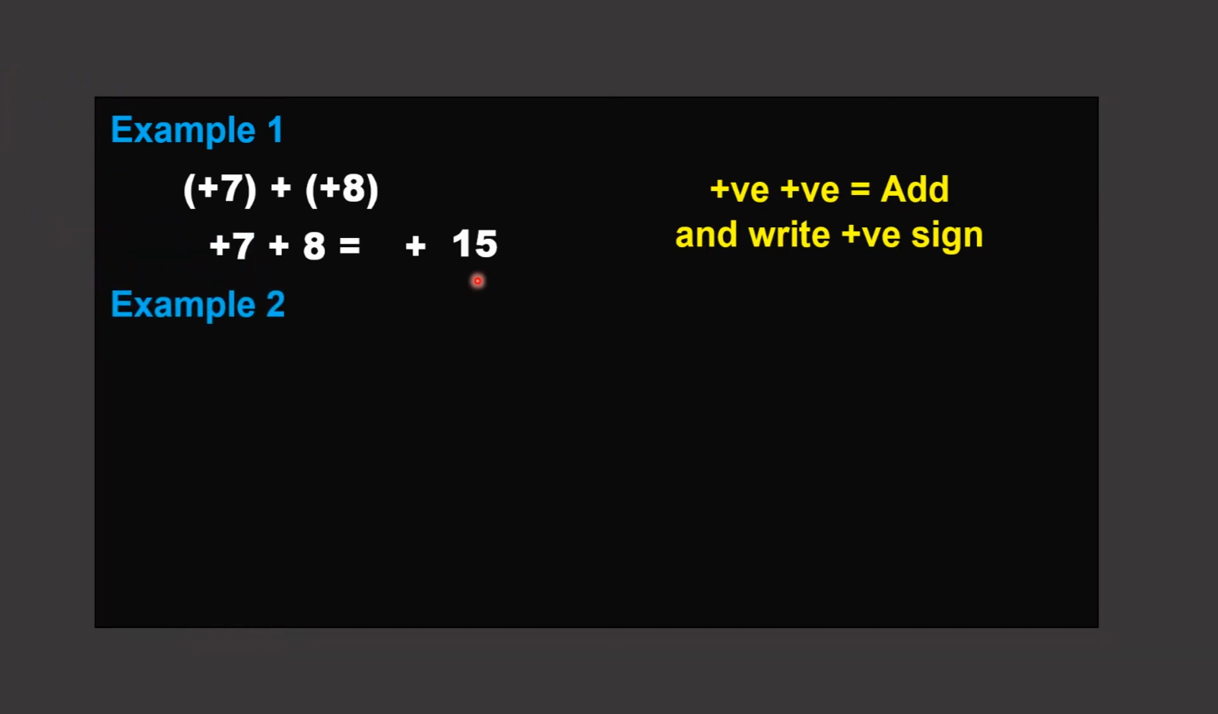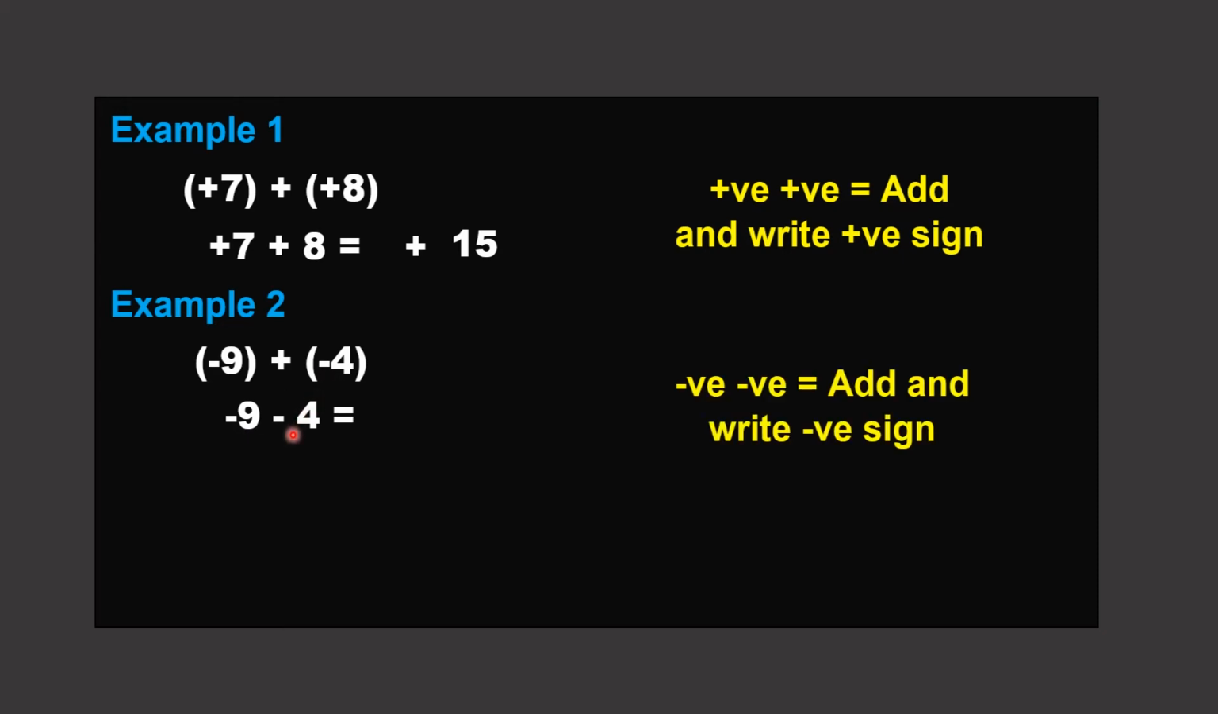Example 2. Minus 9 plus minus 4. This is addition of two negative integers, right? So in addition, what you will do? Write the first number in the question as it is and write the second number also as it is. So minus 9 minus 4. This is two negative integers, right? So same sign, we will be adding and writing the negative sign. Add 9 and 4, you will get 13, right? Then write the negative sign. So minus 9 and minus 4 will give you minus 13.